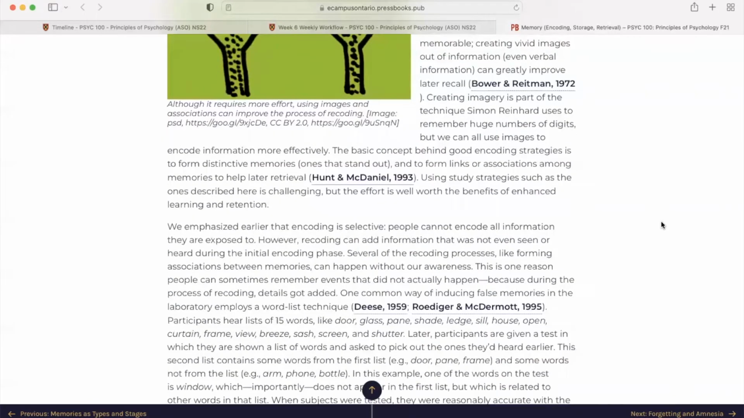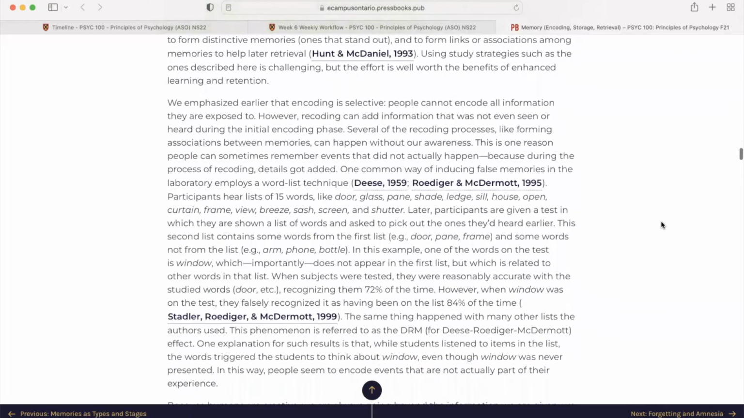We emphasized earlier that encoding is selective. People cannot encode all information they are exposed to. However, recoding can add information that was not even seen or heard during the initial encoding phase. Several of the recoding processes, like forming associations between memories, can happen without our awareness. This is one reason people can sometimes remember events that did not actually happen, because during the process of recoding, details got added. One common way of inducing false memories in the laboratory employs a word list technique.